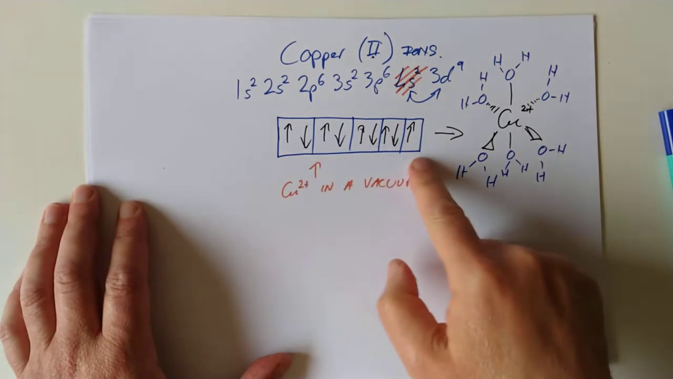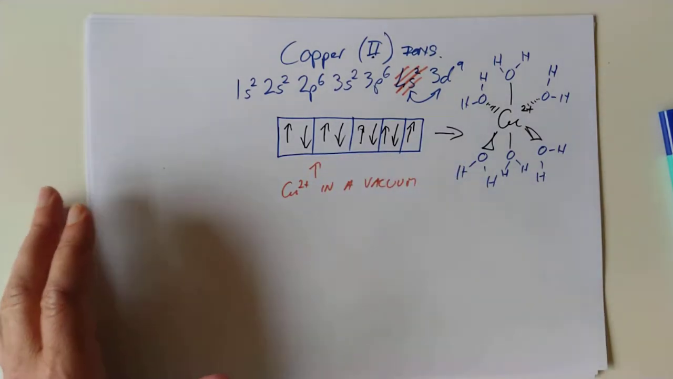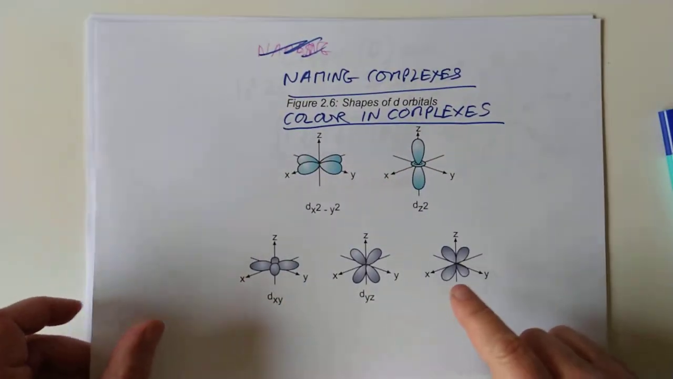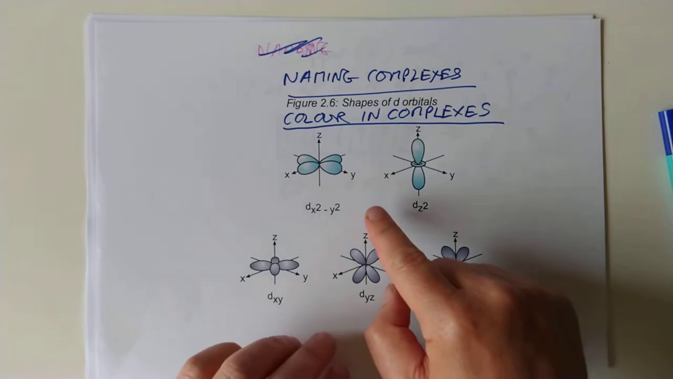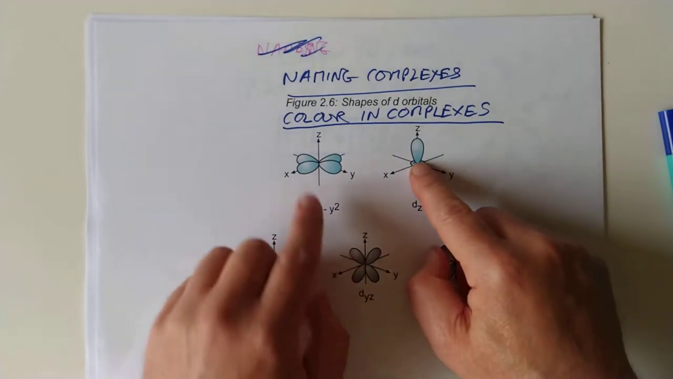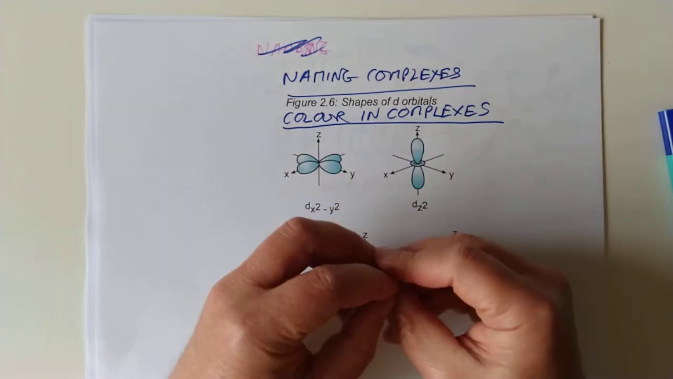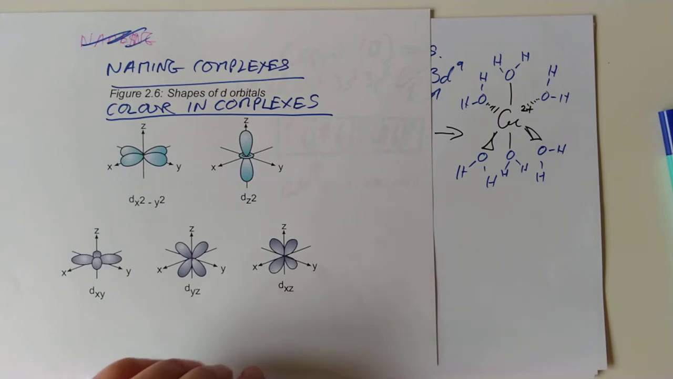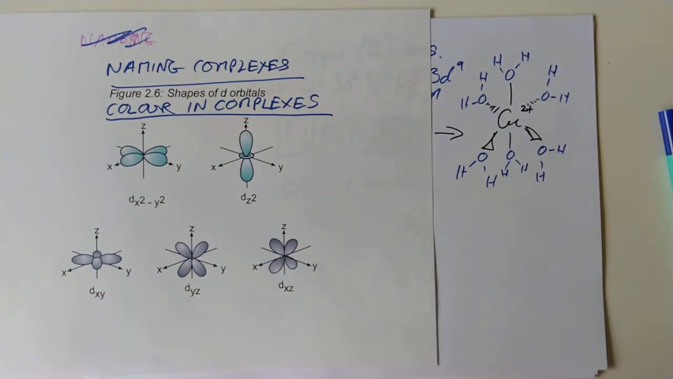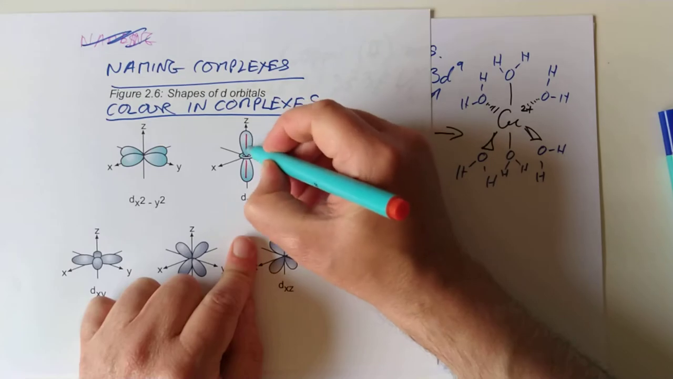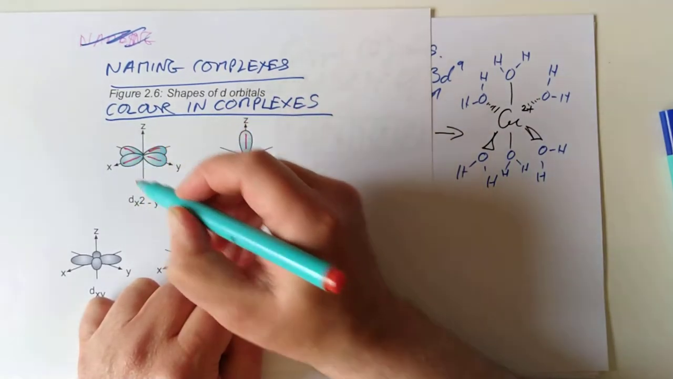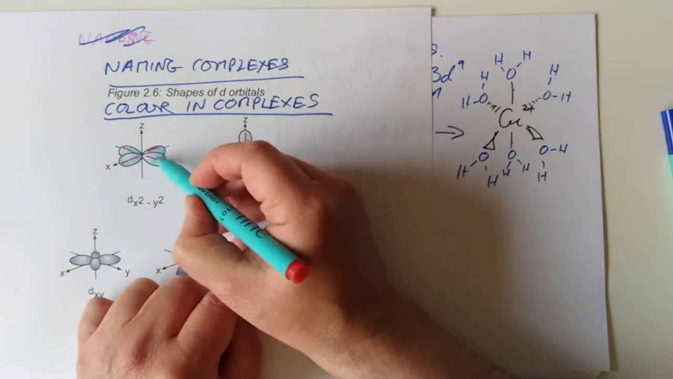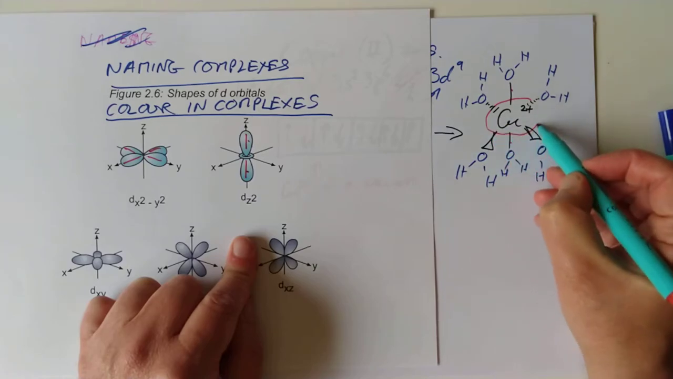So this is the electronic configuration for copper 2+ in a vacuum. Look at this. See these 5 d orbitals? They all overlap with each other. They all exist around one point, which is very tricky to imagine. But if you take the center point of each of these and bring them into one center point, you will hopefully see the lines here. And these four are the equatorial ones.